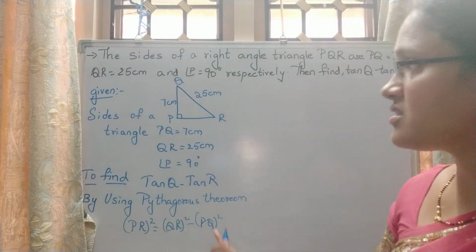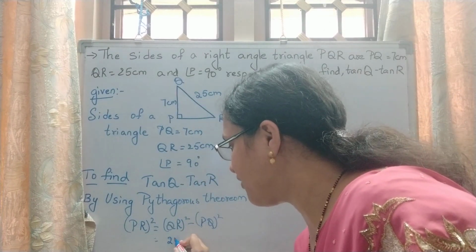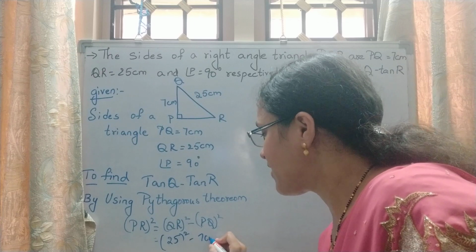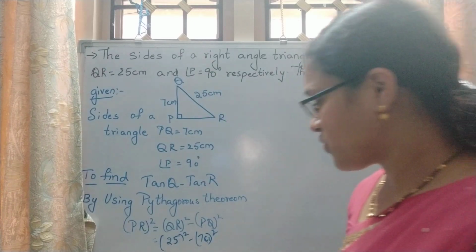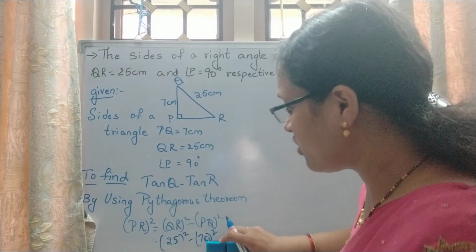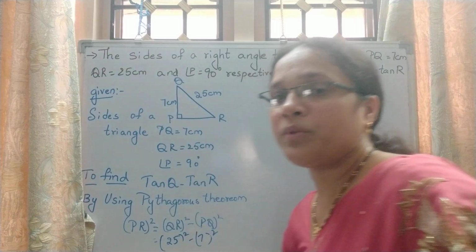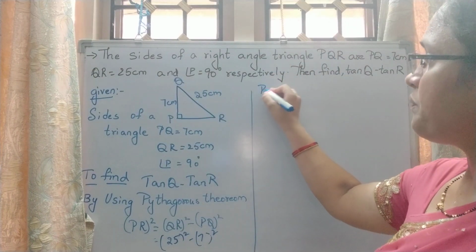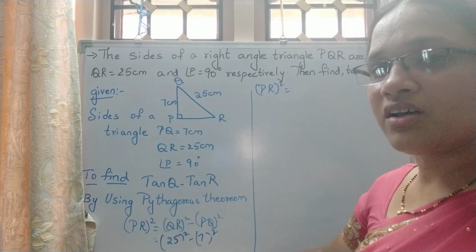So now after this, please substitute. Like QR, what is the value of QR? 25. 25 whole square minus 7 whole square. Okay, 7 whole square. So no need to write centimeters and all. You need not mention the centimeters here. You can just simply write the numerical value. Now after doing this, now what? See, 25. So PR square is equal to 25 square, how much, children?